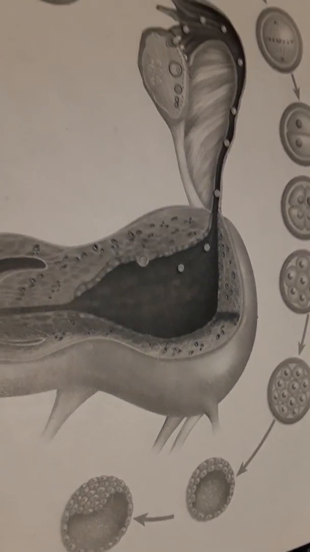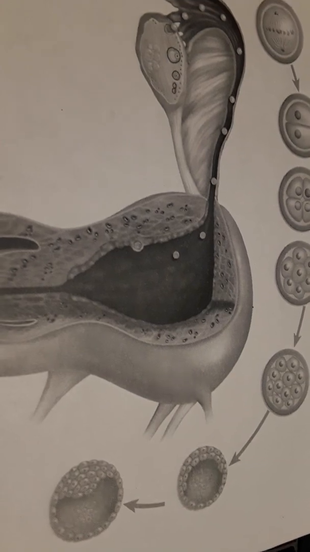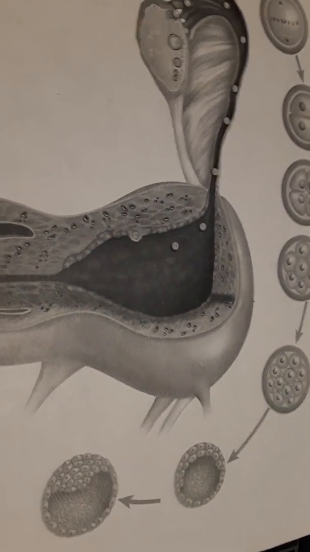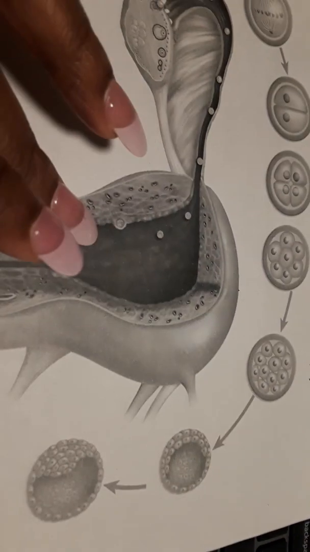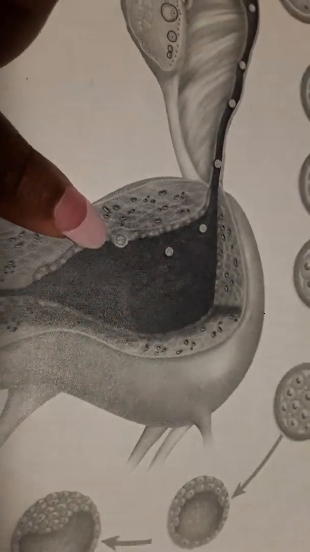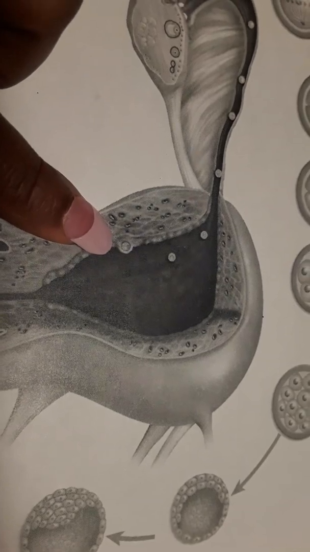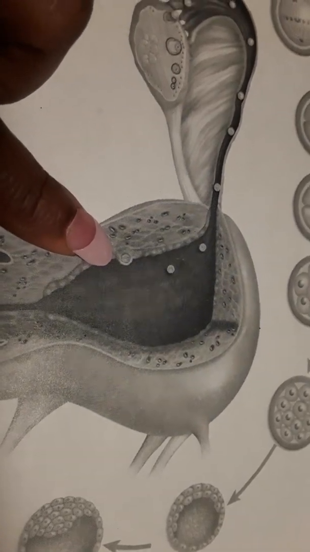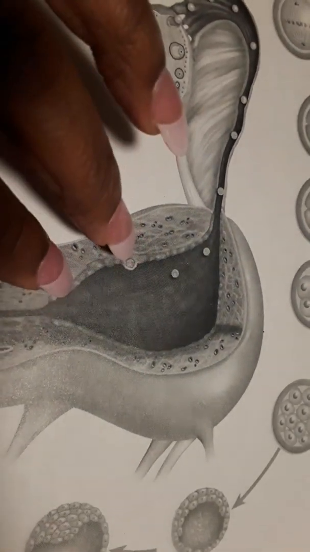Implantation. Gosh, that word is so hard to say. It is implanted, as you can see here. It's implanted to the uterine wall, and from here it continues to grow.